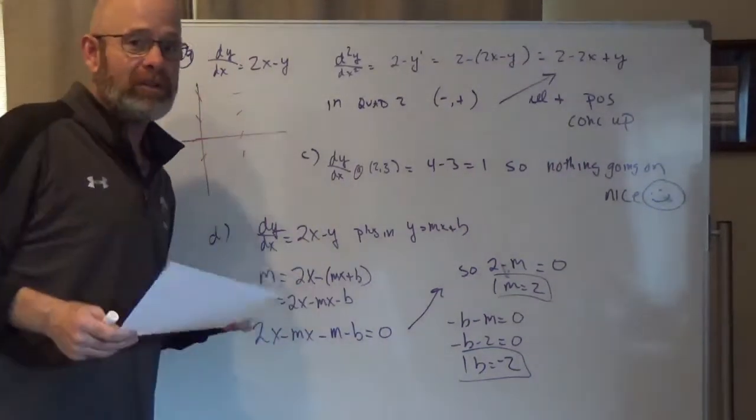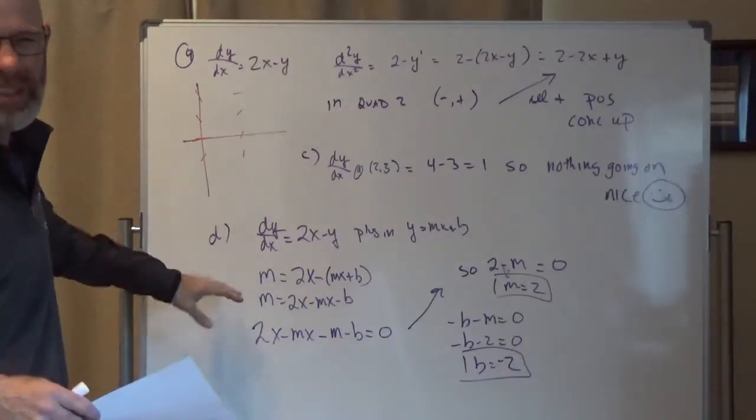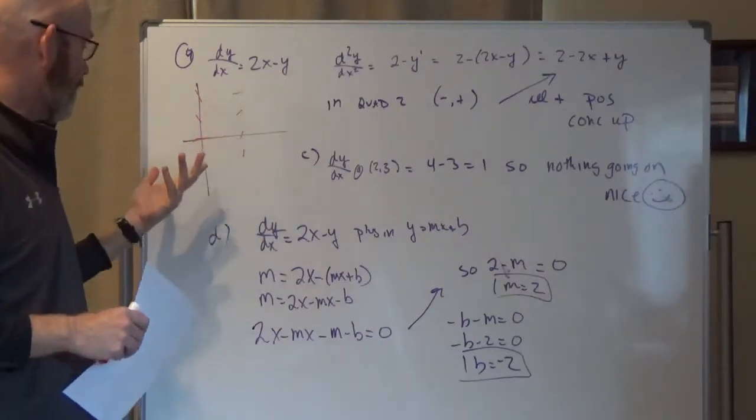Problem number 4, little slope field, differential equation stuff. This was easier than some of the other ones, except a little twist in the last problem for sure. So we got dy/dx equals 2x minus y. They asked me to draw a slope field.